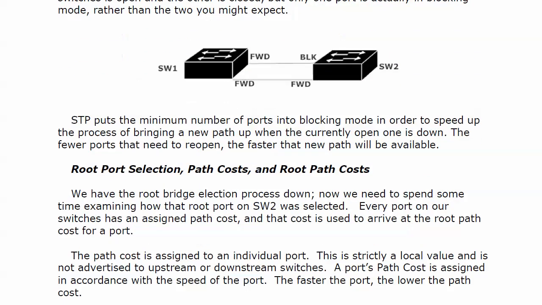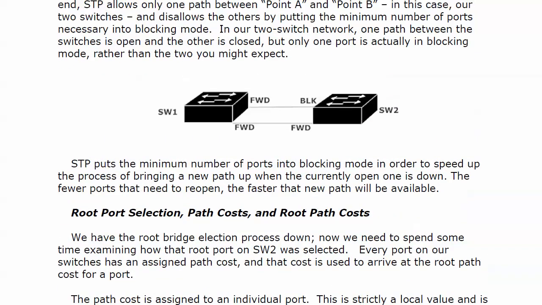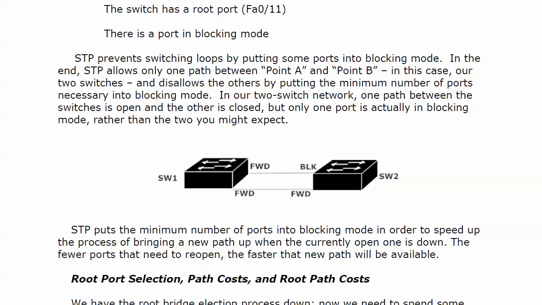So let's step away from that for a moment, because I want to share another illustration with you, because this threw me a little bit the first time I saw it. With Spanning Tree Protocol, we know the deal, that STP prevents switching loops. We got that. It's going to put some ports into blocking mode, because in the end, STP only wants to allow one path between point A and point B. And in this case, that happens to be our 2 switches. It's going to disallow the other paths, put them into backup mode, if you will, by putting the minimum number of ports necessary into blocking mode.